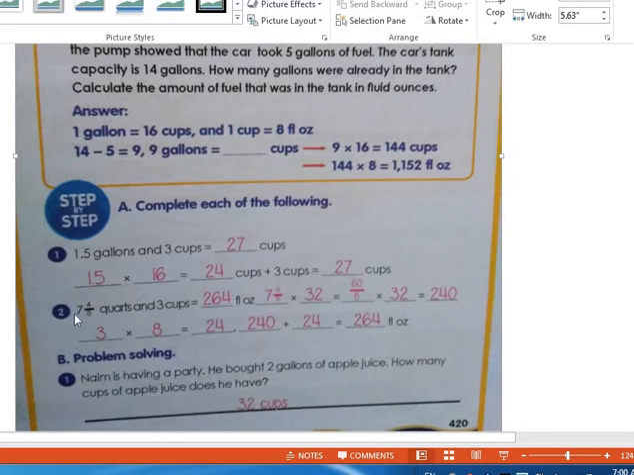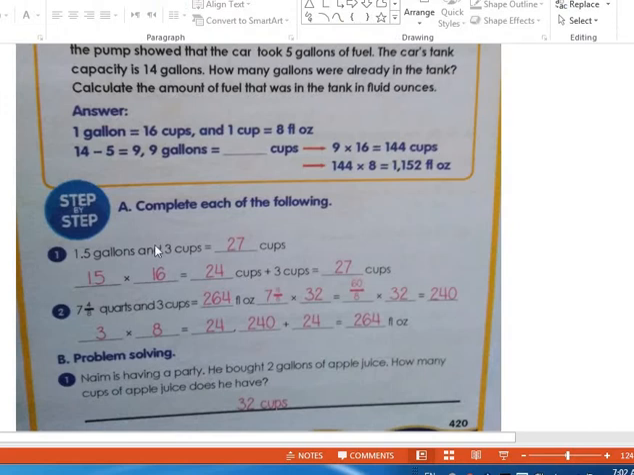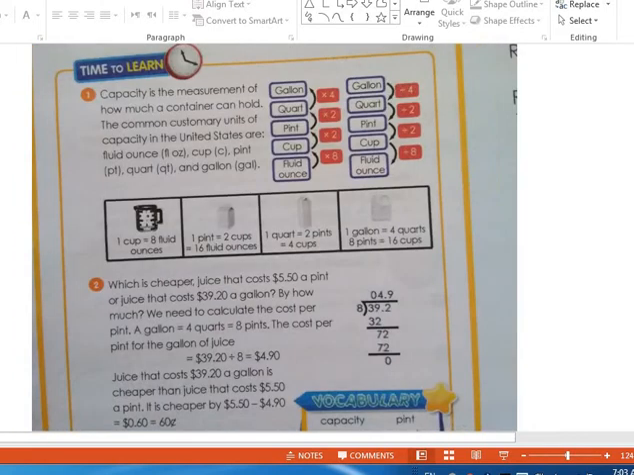Okay, moving to this question: 7 quarts and 3 cups. I want to convert it into ounces. So what should I do in this question? I want to convert from quarts to ounces. What should I do? Look back to the table.